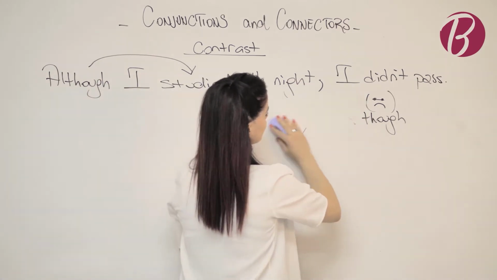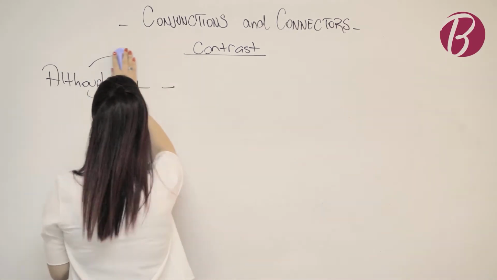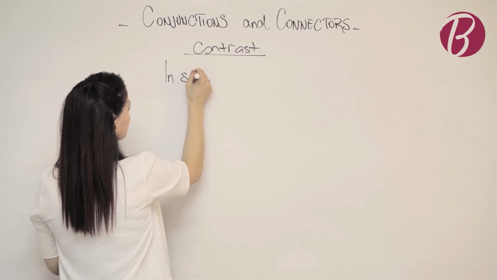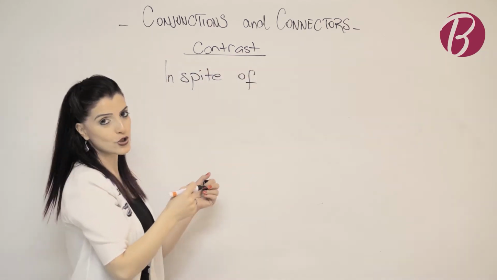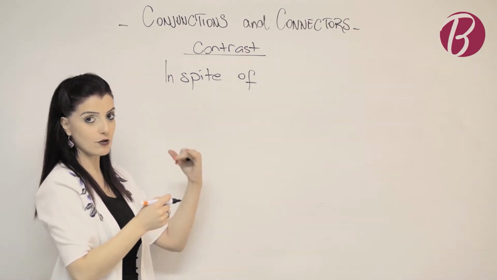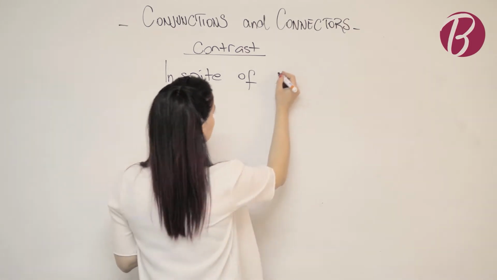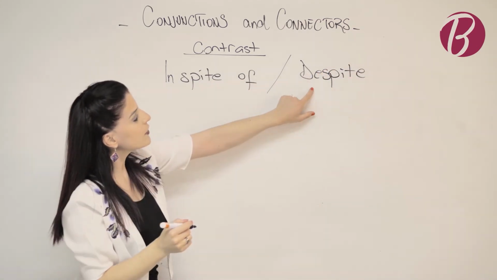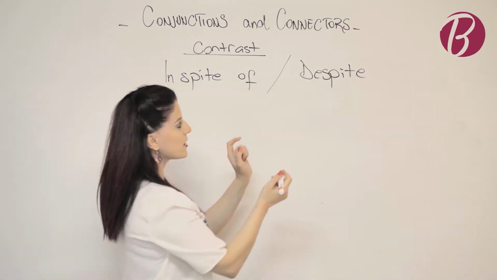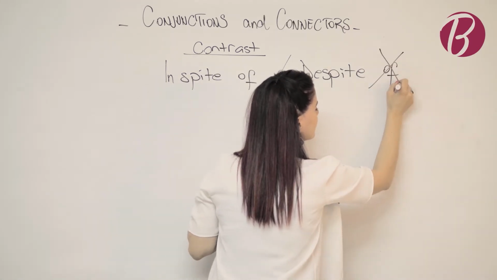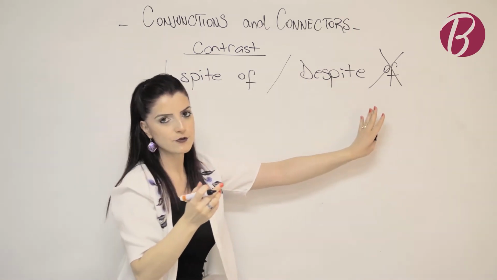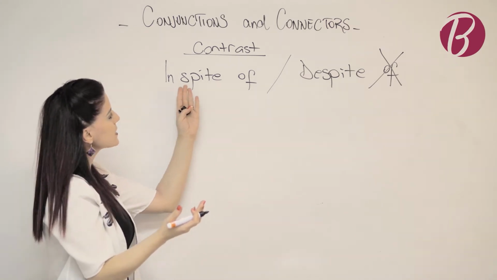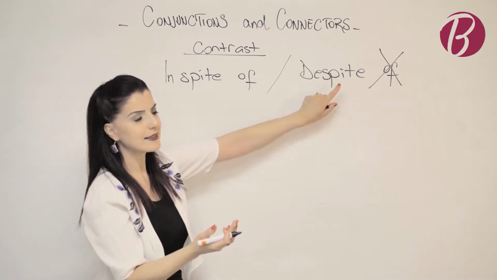What are they? The number one, in spite of. In spite of also can be used instead of although. Or, one more, number two, despite. While using despite, you should be careful: we never say, we never write, despite of, because there is no despite of in English. In spite of or only despite.